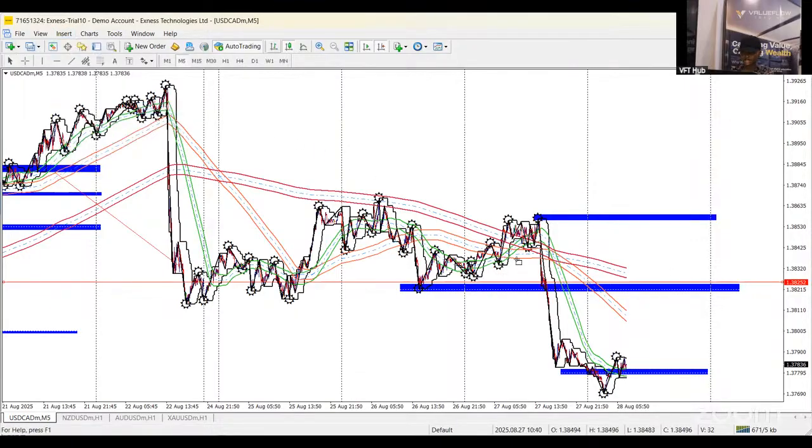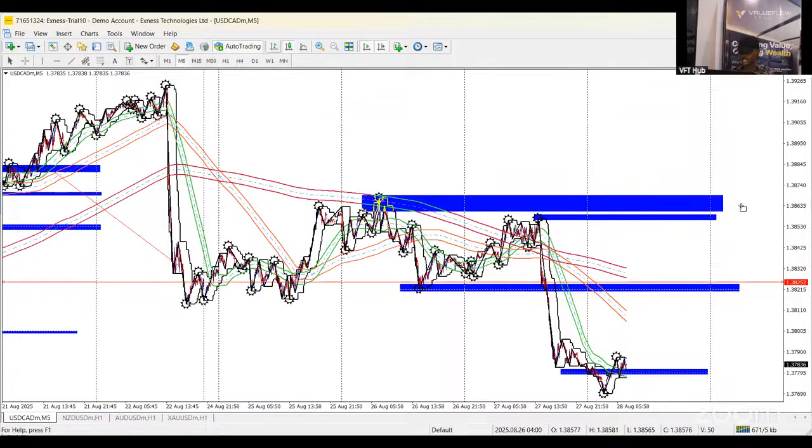So I'm using the shapes here so we can differentiate and know what exactly is happening on this particular time frame. So this is from the 1 hour time frame, 1.38252, and then the remaining 4 are for 5 minutes.